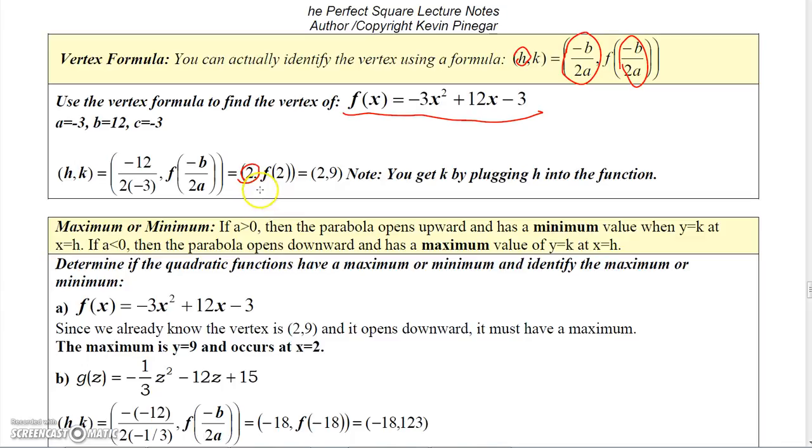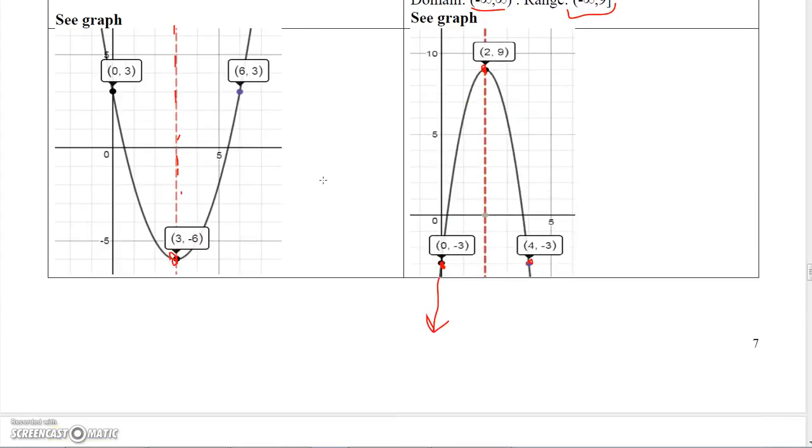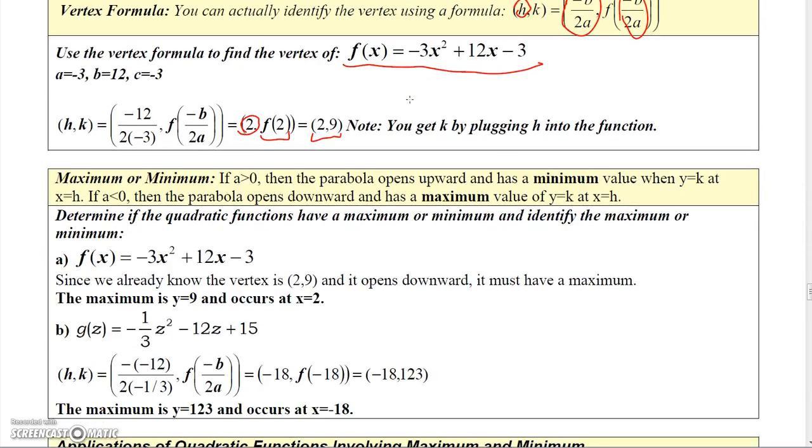Now, to get the y value, just plug 2 back into the function. So just go up here and say negative 3 times 2 squared plus 12 times 2 minus 3 and see what you get. And you can do that yourself, but you'll get 9. So you'll get the point 2, 9. And remember, that's the same thing we got up here when we did it by completing the square.